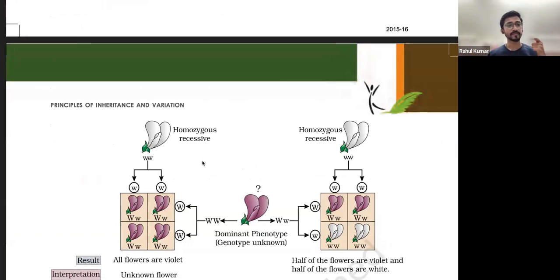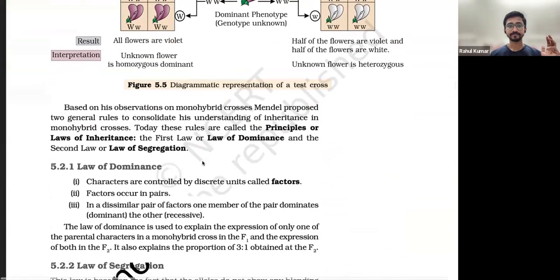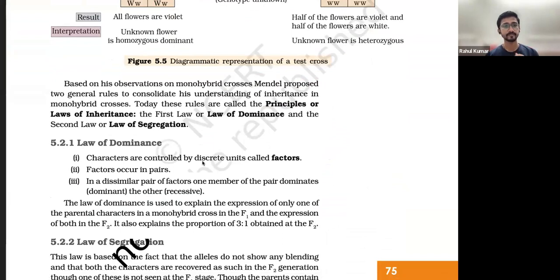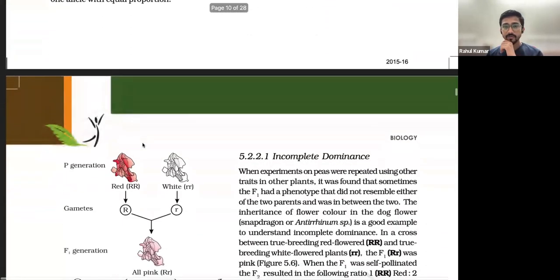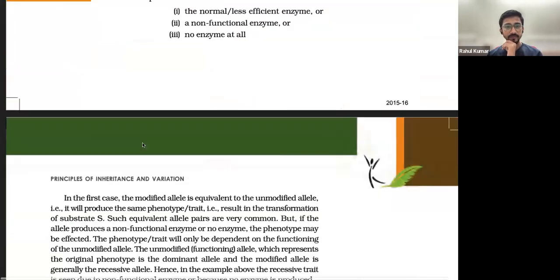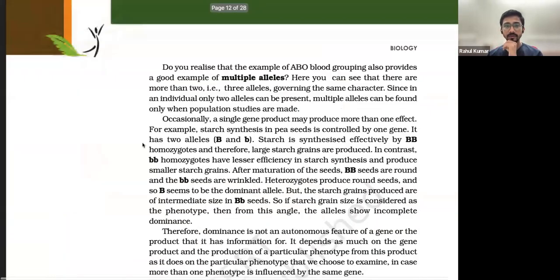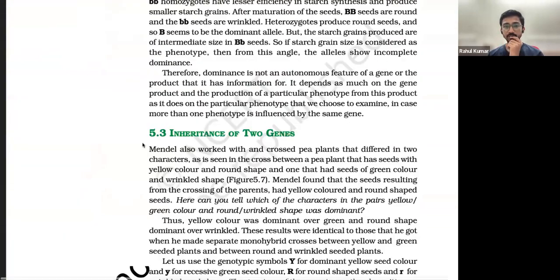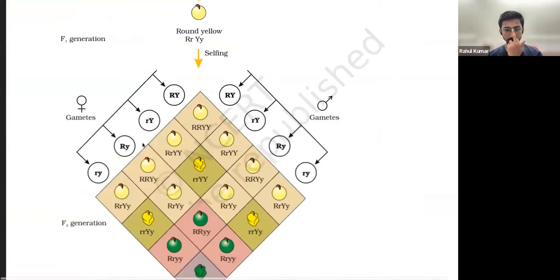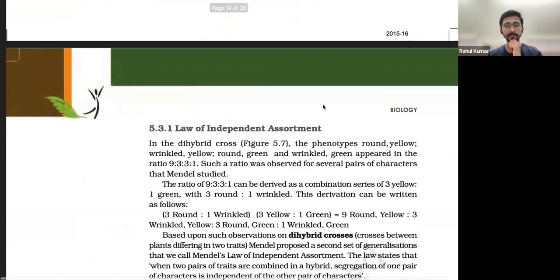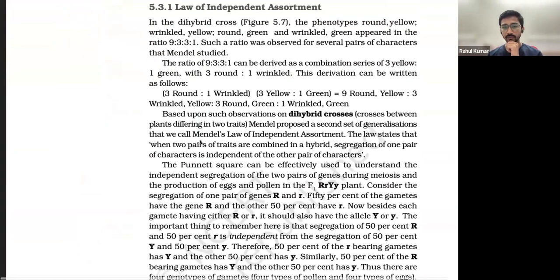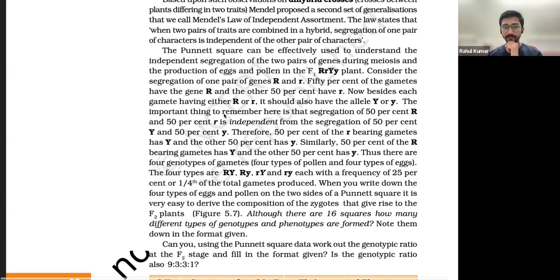Test cross, back cross, mathematical binomial expression of Mendelian genetics. Everything is clear? Okay. So now law of dominance we have done, law of segregation, we also did incomplete dominance, and blood grouping I've already told you about. Then it starts inheritance of two genes where we came to dihybrid cross. We did one kind of dihybrid cross in the last class, which was associated with law of independent assortment. We also know about this formula, correct?